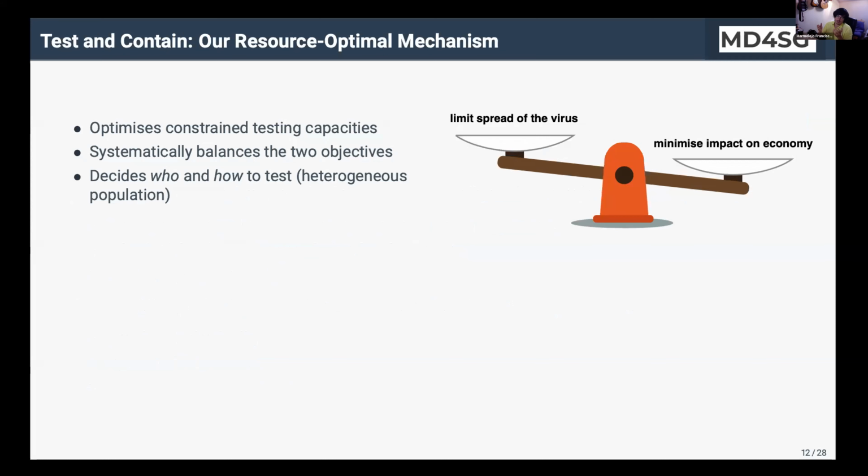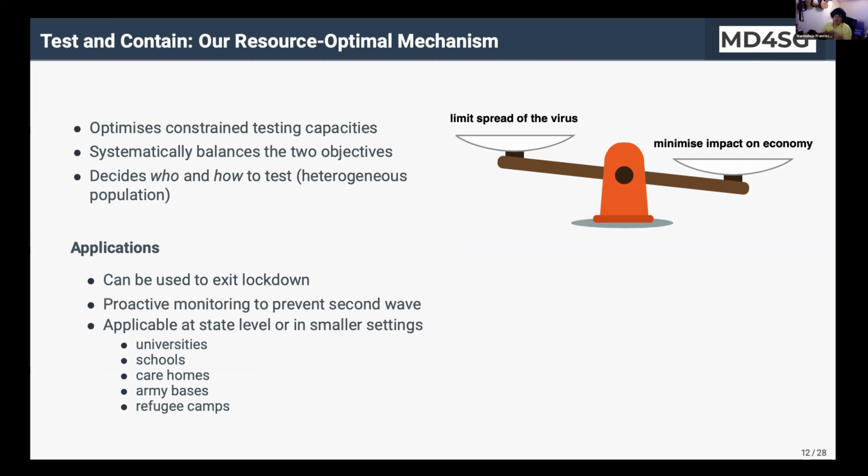And so our strategy, which we call test and contain, really balances these 2 objectives that I mentioned at the beginning, which is to limit the spread of the virus and minimize impact on economy and social well-being. And to do so, we decide who to test and how to test individuals. And I just mentioned some applications that this can be used for, of course, to exit lockdown, but more so can actually be used to transit in between lockdown, as we might see certain spikes in the future, recurrences, etc. It's a very flexible approach. And it allows policymakers a proactive way of monitoring a second wave and balancing these objectives.